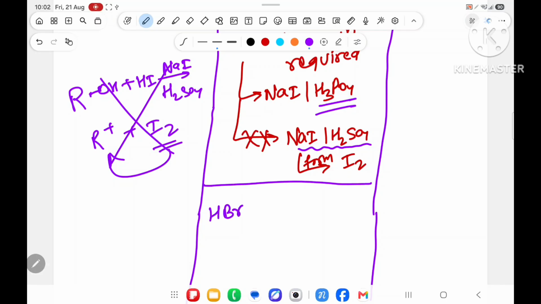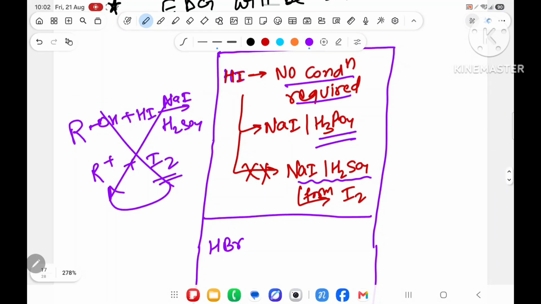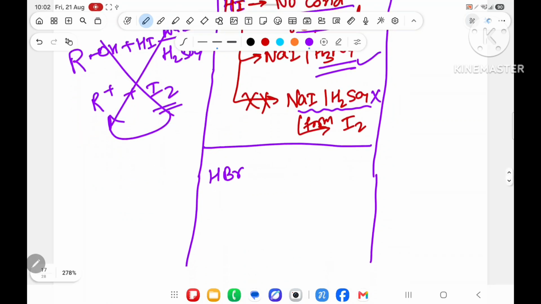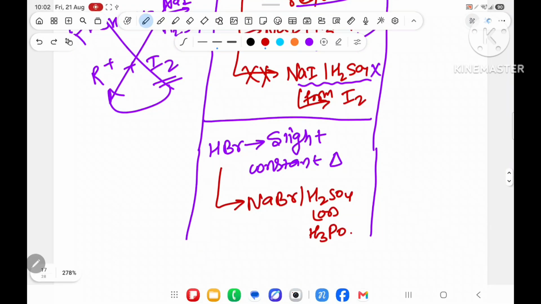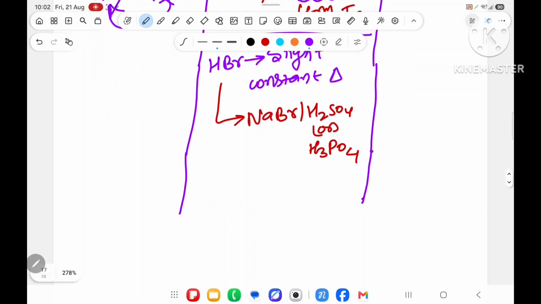Then if HBr is there, over here no condition, only you don't have to use H2SO4; you have to use H3PO4. Over here a condition is there: whenever you are using HBr, you have to provide slight constant heat. As well, you can use NaBr in presence of H2SO4 or H3PO4, no problem. Either you will use H3PO4 or H3PO2, but slight heat is required. NaBr with H2SO4, anything you can use.